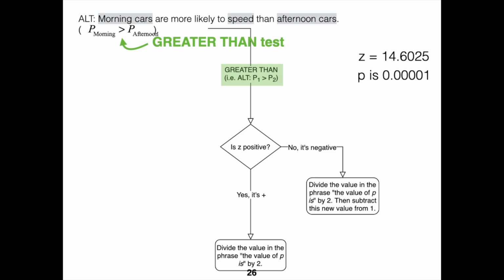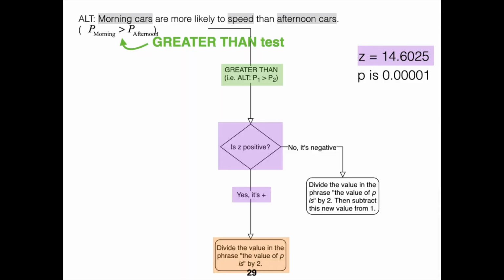So I'll zoom in. And then what I need to do is look at that z number. If that number is positive, I'm going to do one thing. If it's negative, I'm going to do something else. So here I look at the number and it's 14.6025. This is a positive number. So since it's a positive number, I'm going to continue down the path to that final box.